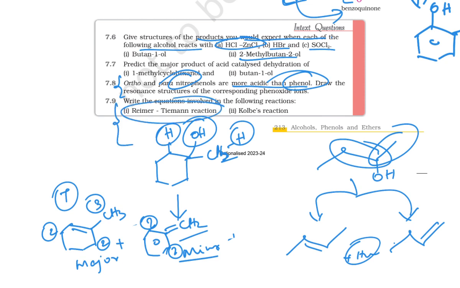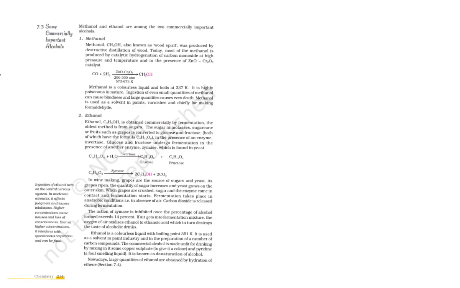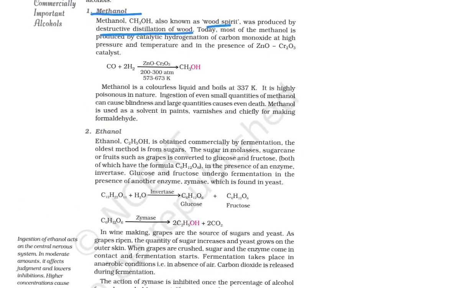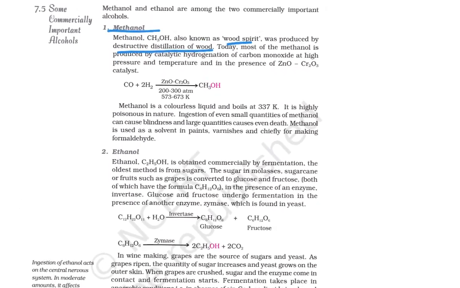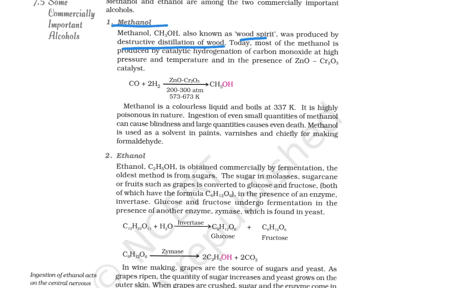So then we go for methanol. Methanol we call wood spirit, produced by the destructive distillation of wood. Today most methanol is produced by the catalytic hydrogenation of carbon monoxide, using the catalyst zinc oxide and chromic oxide. So carbon monoxide undergoes the reduction reaction in presence of zinc oxide and chromic oxide. Methanol is a colorless liquid boiling at 333 Kelvin.